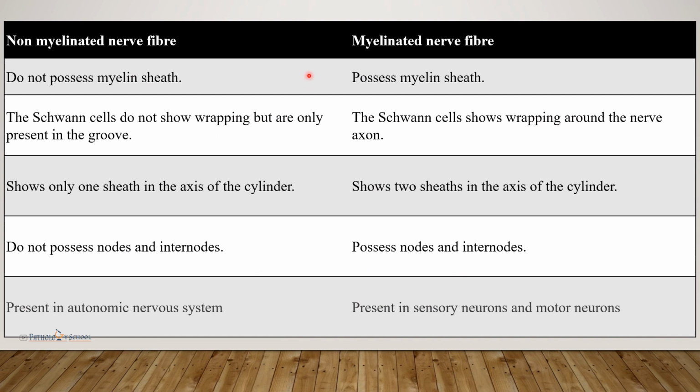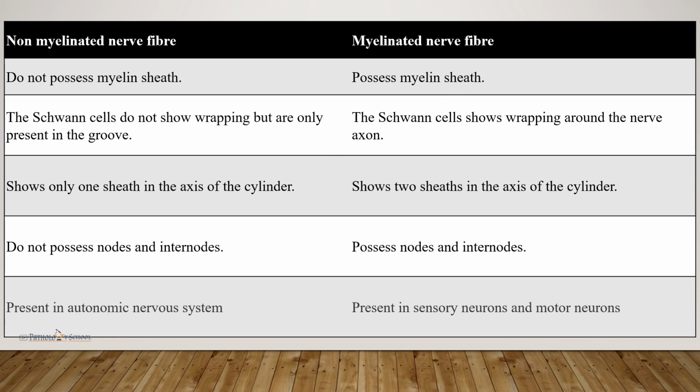So we will see the difference between non-myelinated nerve fibers and myelinated nerve fibers. Non-myelinated nerve fibers do not possess myelin sheath, while myelinated nerve fiber possesses the myelin sheath. In non-myelinated nerve fibers, Schwann cells do not show wrapping around the axons, while in myelinated nerve fiber, Schwann cell shows wrapping around the axon. Non-myelinated nerve fiber shows only one sheath around the axis cylinder, and myelinated nerve fiber shows two sheaths around the axis cylinder.